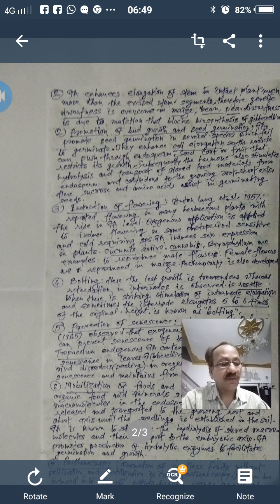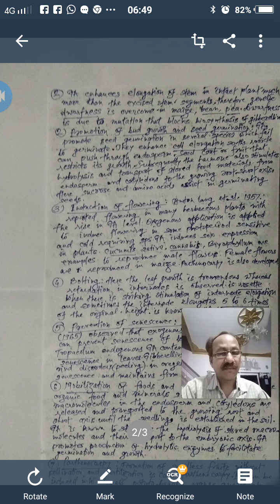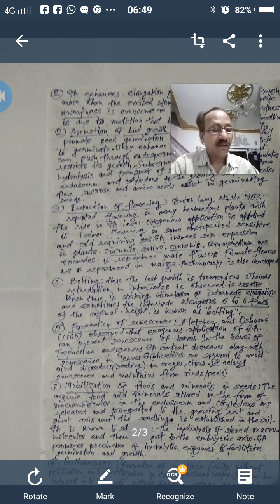Subsequently, the hormone also stimulates hydrolysis and transport of stored food materials from endosperm and cotyledons to the growing root-shoot axis. Here, sucrose and amino acids assist in germinating seeds. Sucrose and amino acids are an important part of germinating seeds.